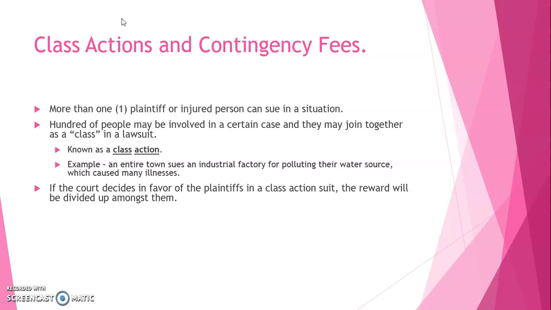More than one plaintiff or injured person can sue in a situation. Hundreds of people may be involved in a certain case, and they may join together as a quote-unquote class in a lawsuit. It's known as a class action. An example here: an entire town sues an industrial factory for polluting their water source, which caused many illnesses.